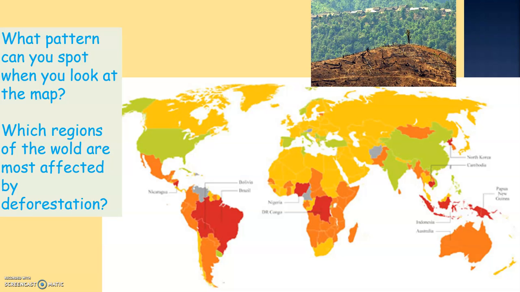Now, let's have a look at this. Look at this particular map. The question is asking what pattern you can spot when you look at the map. Which regions are most affected by deforestation? Let's have a look together. We can look at different areas. Look at Nigeria, for example, it is in red. It's mostly affected. Look at Congo, look at Brazil. They are affected by deforestation, which is quite interesting.